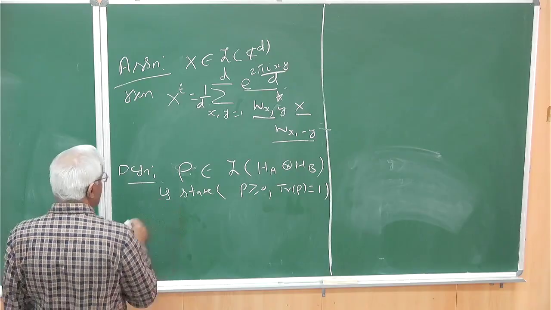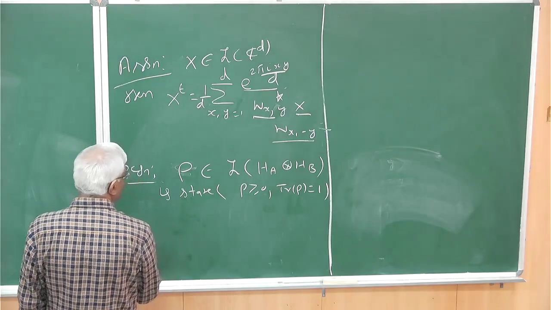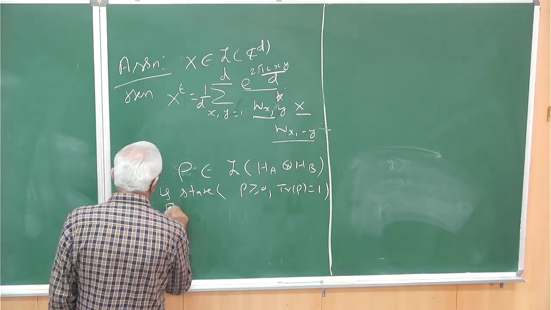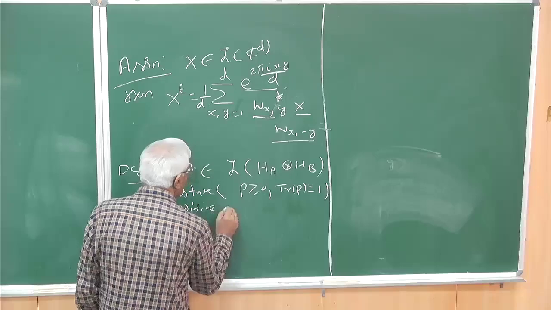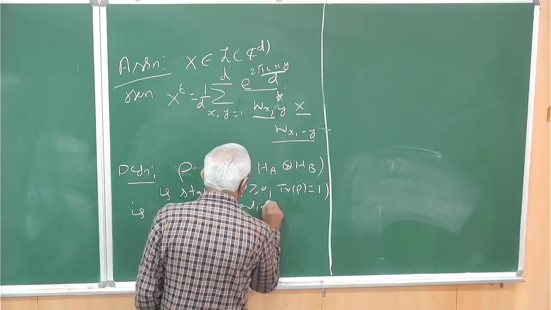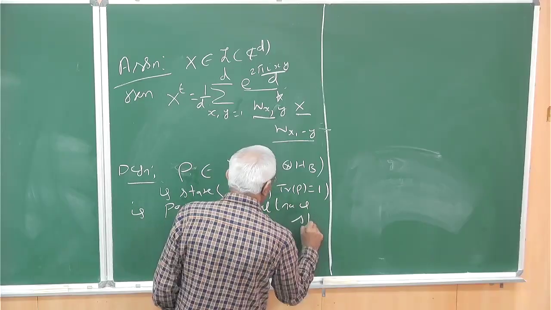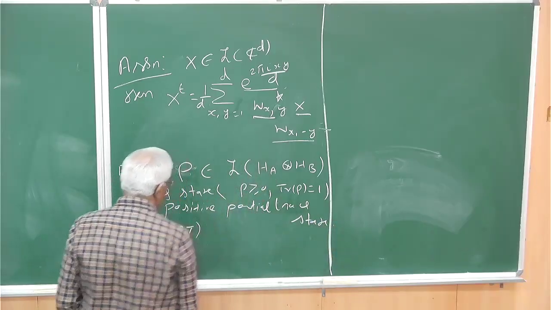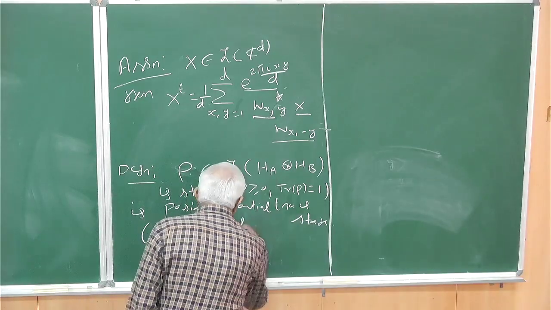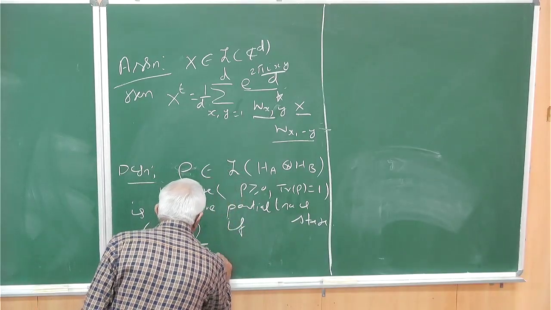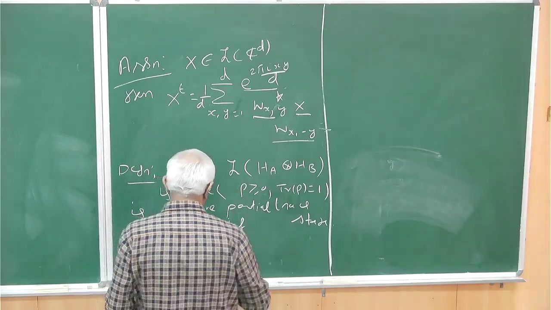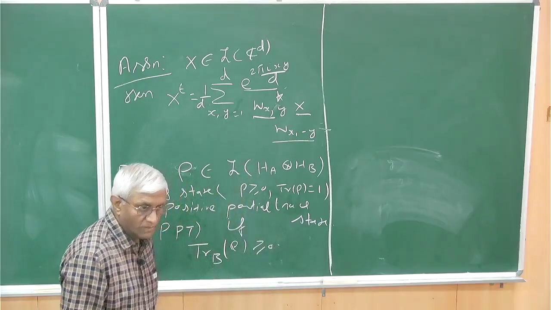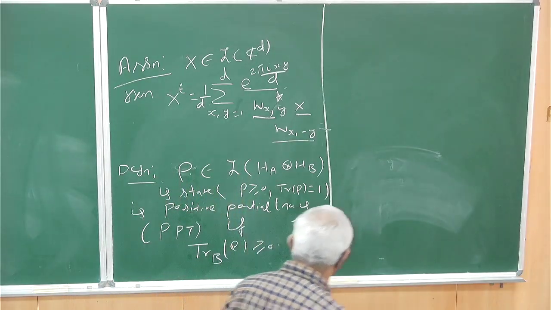Then rho is said to be a positive partial trace state, short term PPT state, if you take the trace B or trace A, doesn't matter, trace B of rho is also positive. Rho is positive, you take the trace over one component, that's also positive.